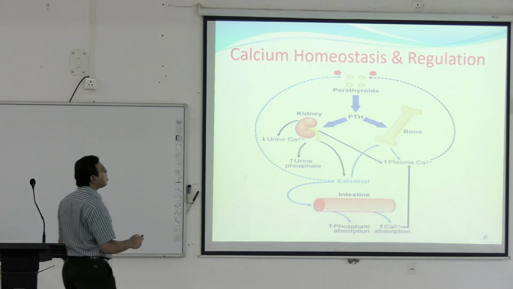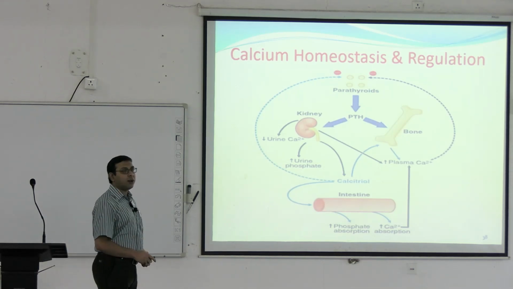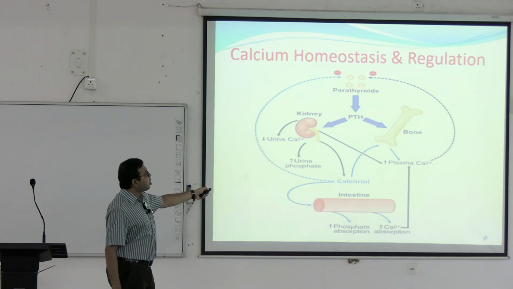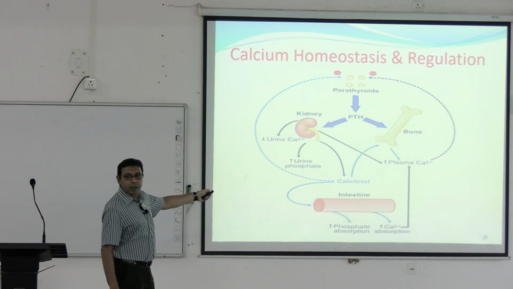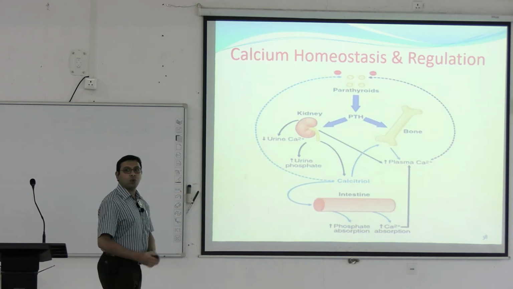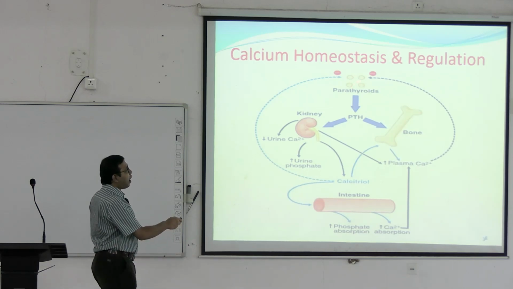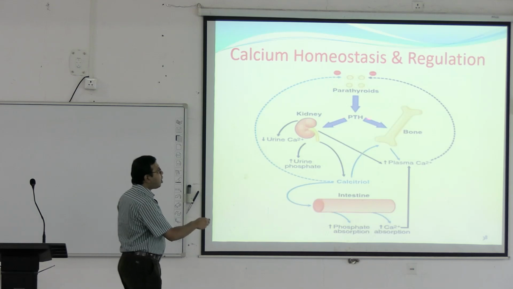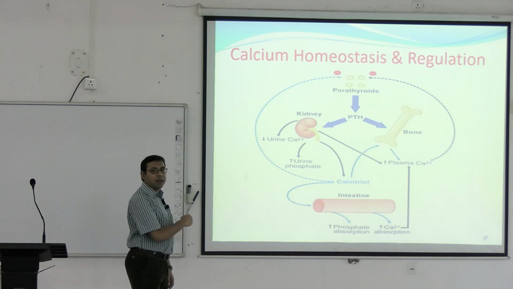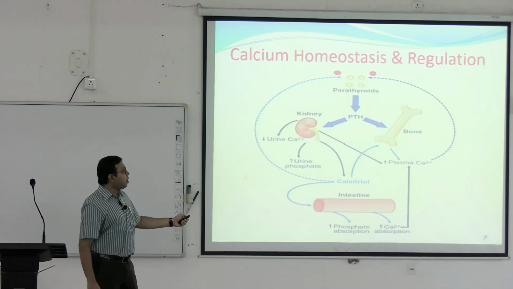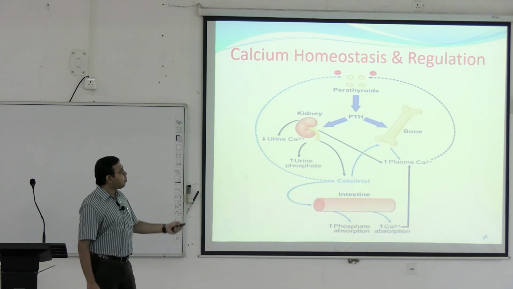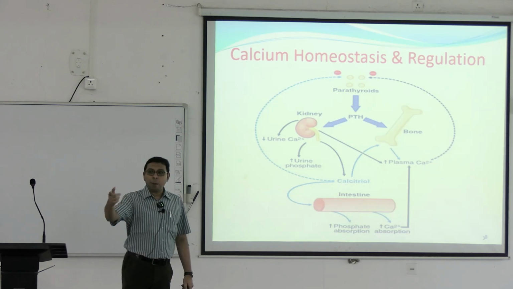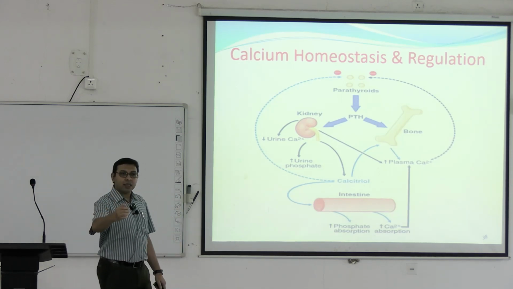Lastly, what I have discussed is the calcium homeostasis and regulation. You can see the 4 parathyroid glands present posterior to the thyroid gland. This parathyroid gland secretes the parathyroid hormone. This parathyroid hormone acts on 3 areas: one is bones, one is kidney, one is intestine. On the bones, it causes bone resorption. That is, from the bones, calcium is released.